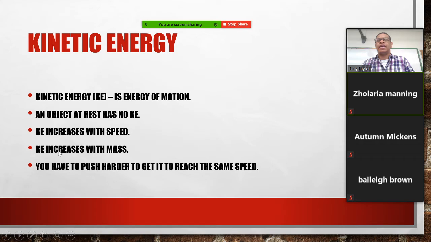Kinetic energy increases with an object's speed. So if you're comparing two objects of the same mass and one of them is moving at a greater speed, then that object has a greater kinetic energy, because again, kinetic energy is the energy of motion. Kinetic energy increases with mass. So let's say you're comparing two objects that are moving at the same speed and you want to compare their kinetic energy. Well, the one that has the bigger mass has the most kinetic energy.